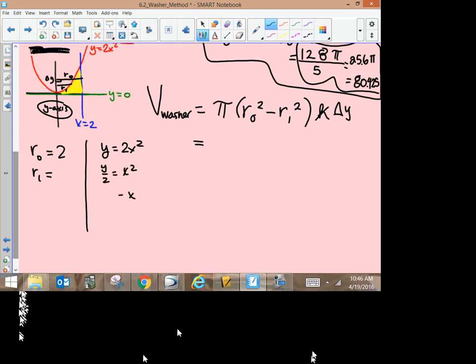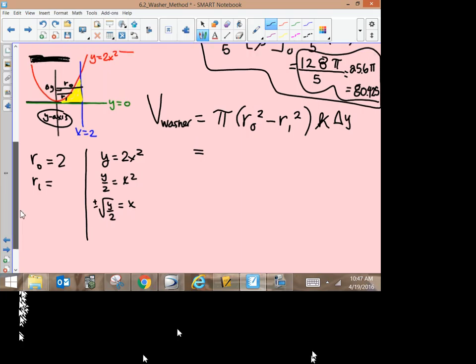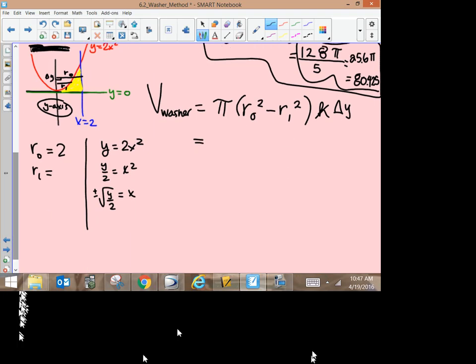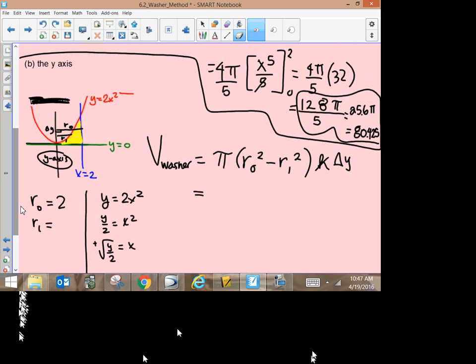And then square root, don't forget your positive and negative. Because which side are we talking about? The positive. Okay, so we don't really have to worry about the negative, because this piece is the positive. Equals x. Okay?